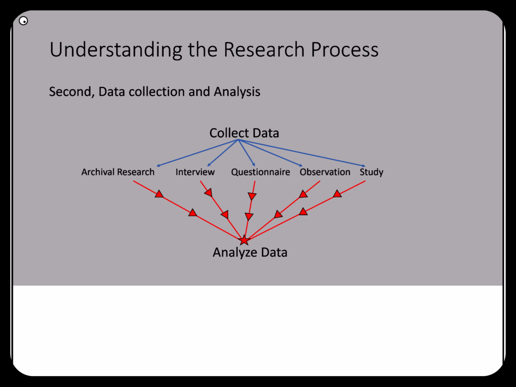All right, so that's the first part of understanding the research process. The second is your data collection and analysis. So when you are conducting archival research, or when you're doing an interview, or when you send a questionnaire out to 100 people, or you develop some sort of study, what you are doing is you are collecting data. You're just gathering data. And then the next step goes from data collection to data analysis.